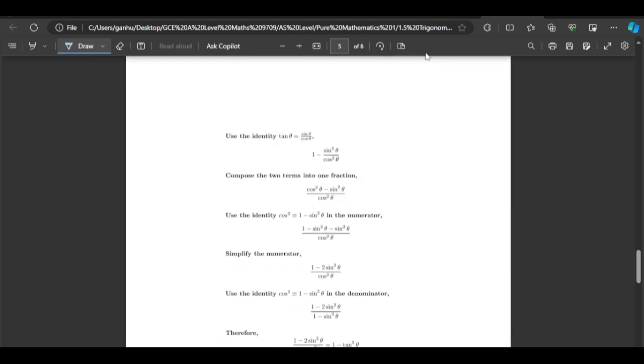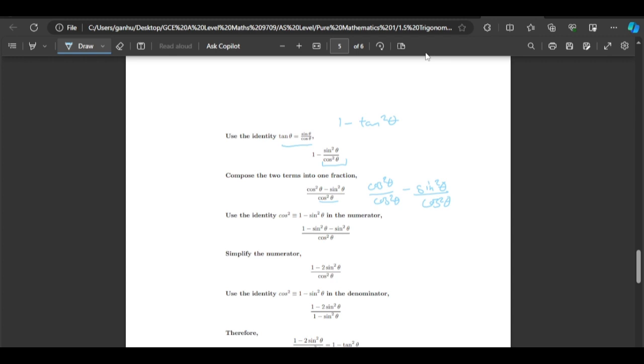So we're going to use the identity tan theta is identical to sine theta over cos theta. So we had 1 minus tan squared theta, and that has now become 1 minus sine squared theta over cos squared theta. And now in this case, what we have done is we've rewritten 1 as cos squared theta over cos squared theta minus sine squared theta over cos squared theta. And now since they have a common denominator, we've combined them, and it's become cos squared theta minus sine squared theta over cos squared theta.